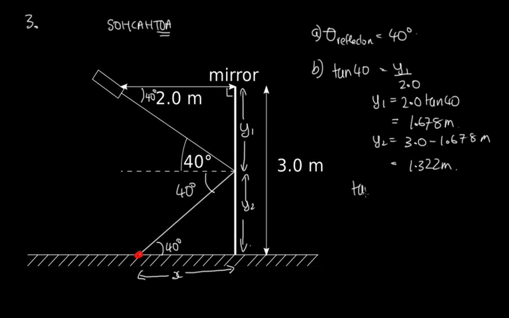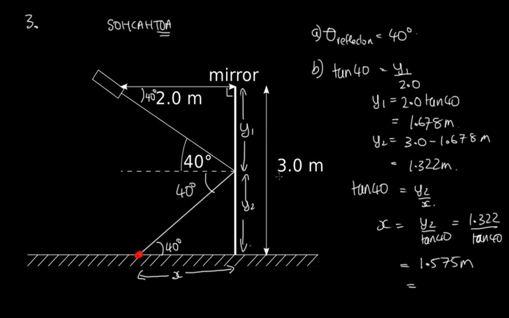And so we've got tan 40, using TOA again, opposite, so that's Y2 over adjacent, which is X, and so X is equal to Y2 over tan 40, which is equal to 1.322 over tan 40, and so just solving this on the calculator, we get 1.575 meters, and then this is two significant figures. Everything here is two significant figures. 40 degrees is either one or two significant figures, so we'll assume it's 2. So this gives us 1.6 meters.